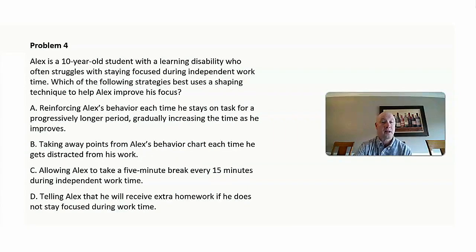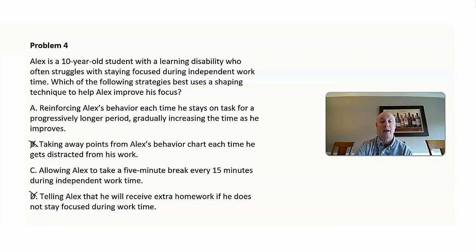Problem 4. Alex is a 10-year-old student with a learning disability who often struggles with staying focused during independent work time. Which of the following strategies best uses a shaping technique to help Alex improve his focus? Let's look at the choices here. I can see choice B, taking away points from Alex's behavior chart every time he gets distracted from his work. So that is a punitive method, which is not a shaping technique. So I'm going to remove choice B. Same thing with choice D, telling Alex that he will receive extra homework if he does not stay focused during work time. So again, we want to remove any of the punitive techniques that are used here.